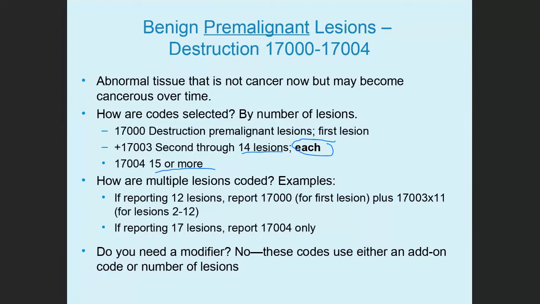Okay, so you count up, make sure you have the right number. You got 12. You got 1 for 17000, and that leaves you 11, 17003 times 11. Now, on the other hand, if you're reporting 17 lesions, which is 15 or more, you're going to report only 17004. Only the one code. So that's a little tricky. Do you need a modifier? No. Since this uses an add-on code, you're not going to use a modifier 51. And if it's 15 or more, you're going to do only 17004, and that's any number 15 or more. So you're not going to use a modifier for these.